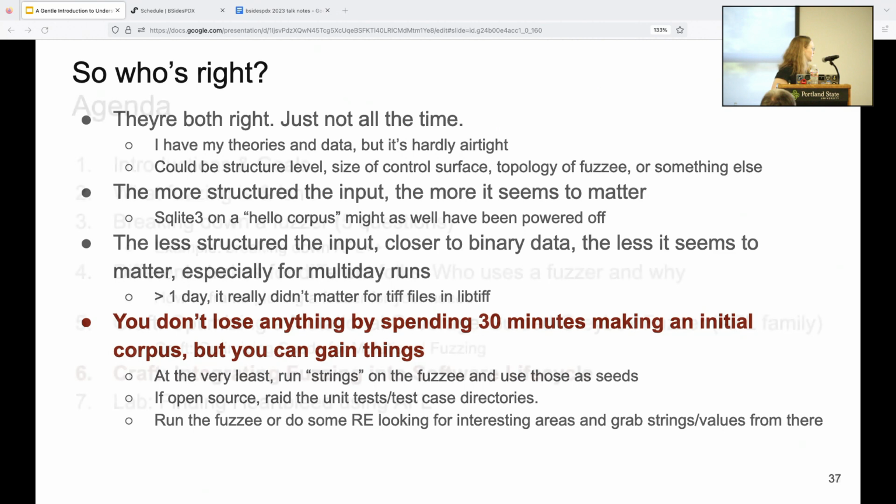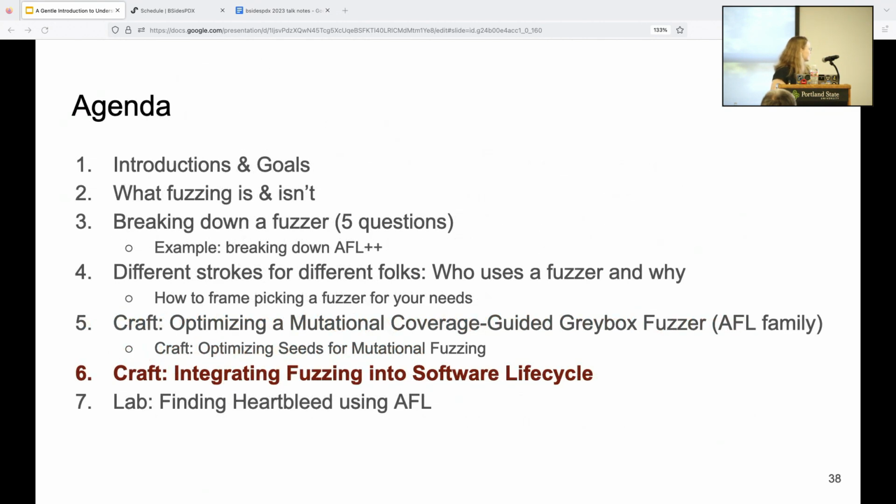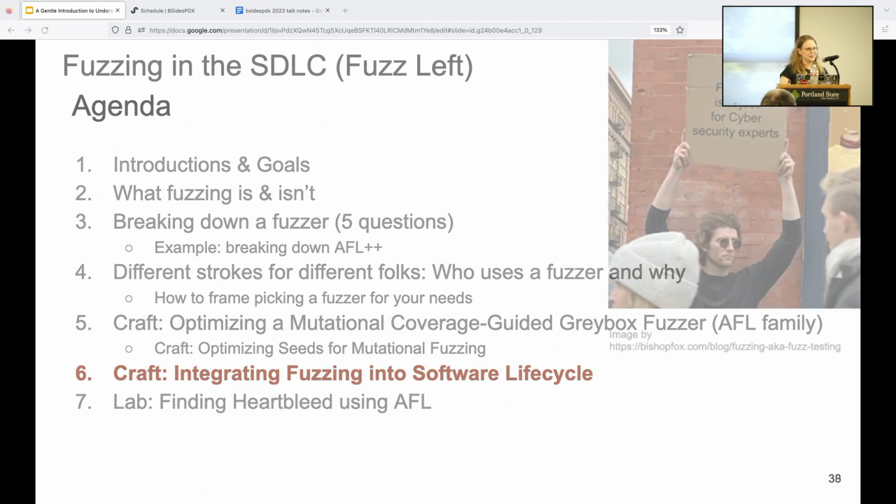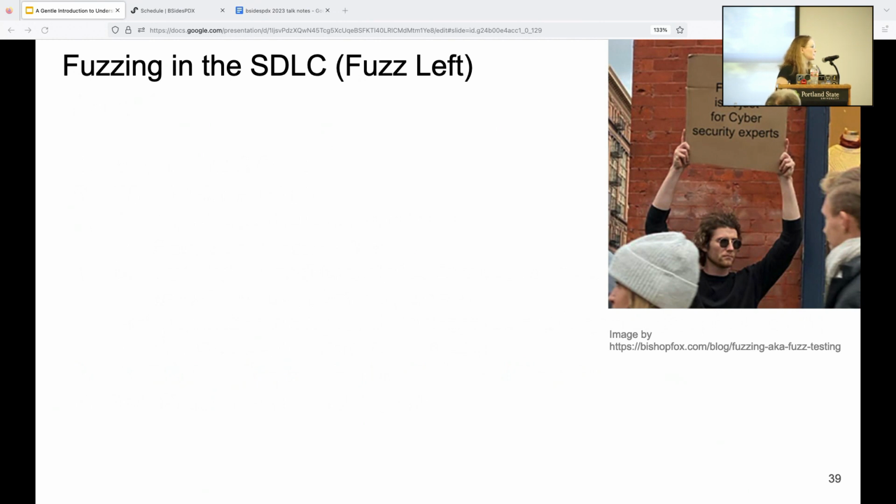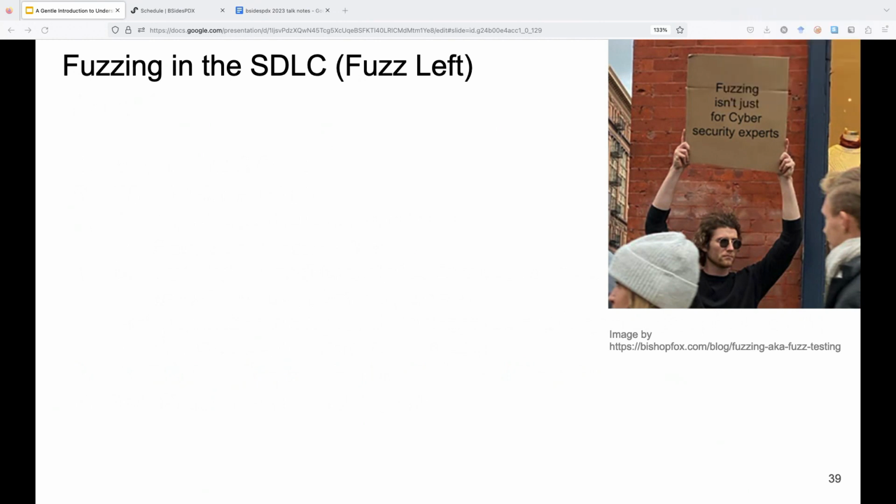They're usually useful. Okay. All right, integrating fuzzing in a software lifecycle, the hard part. This is also known as fuzz left. This is what Rowan's team is working on and hopefully making inroads in Intel at. But there are no free lunches and there are no silver bullets, and this is one of the places where that's true.